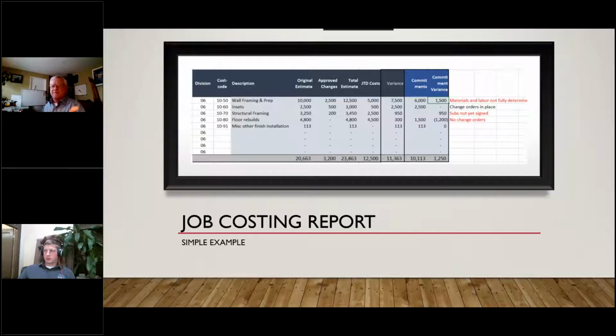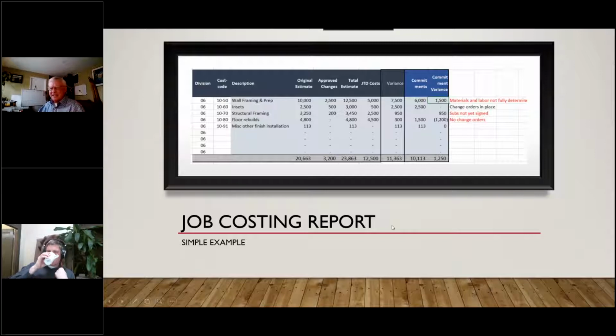Anything where the commitment variance is different than 0, there's something that is not fully accounted for. So in the first line, materials and labor have not been fully determined yet. Second one, change orders are all in place. Everything is copacetic. Third one, subs are not yet signed for the job. Uh-oh, kind of a problem. We're scrambling to get that in place. And the fourth one is no change orders were issued, but there were additional costs incurred.